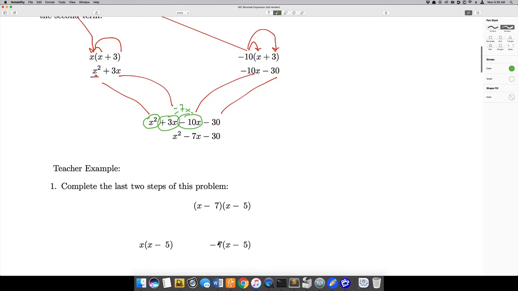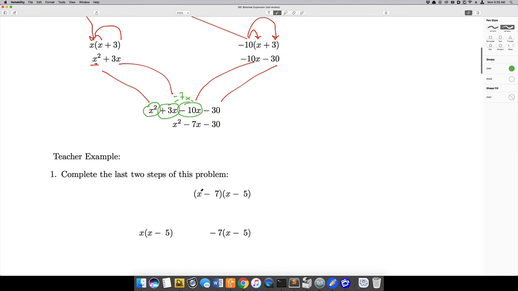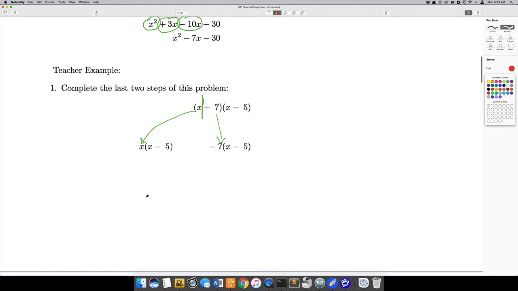So let's go ahead and try this next one. So again, we break it up into two parts. We take the x and put it here, and we take the negative 7 and put it here, and then we multiply them together. So let's go ahead and try this first one. x times x is 2 x's, so it's going to be x to the second power. And x times negative 5 is negative 5x. On the other side, we have negative 7 times x, so it's going to be negative 7x.